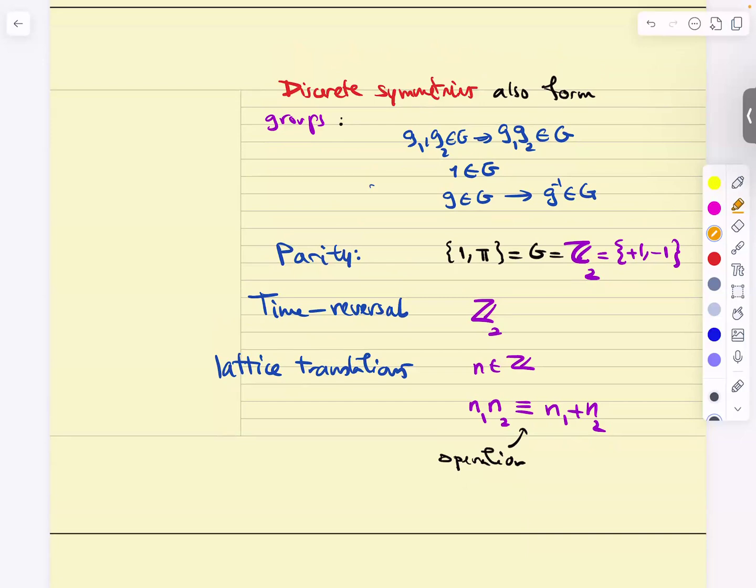So we've reached the end of this course. I do have a question. Oh, there's a question. Can we say anything about conservation laws for discrete symmetries? A beautiful question.